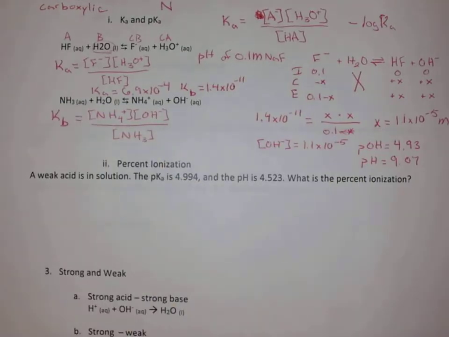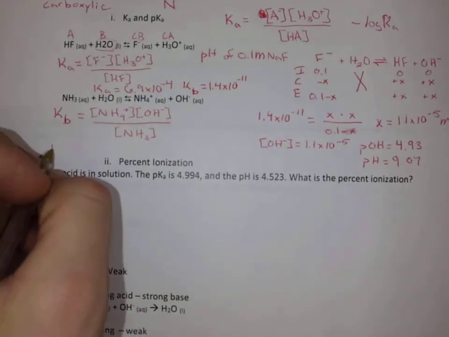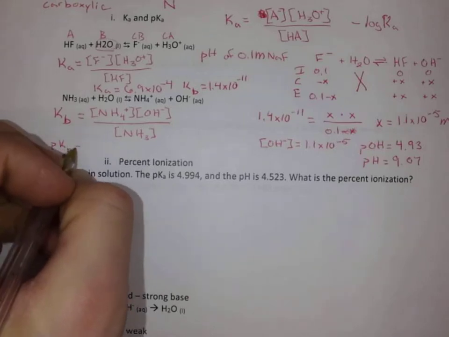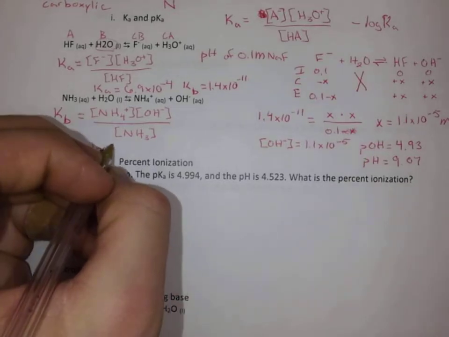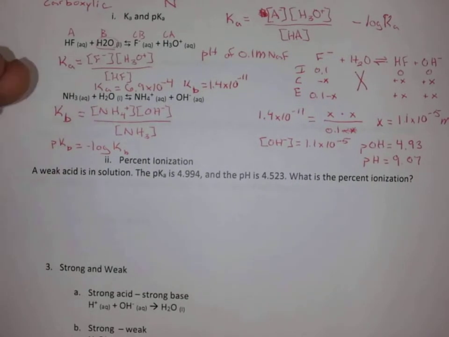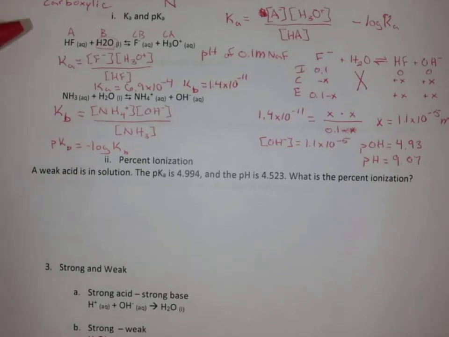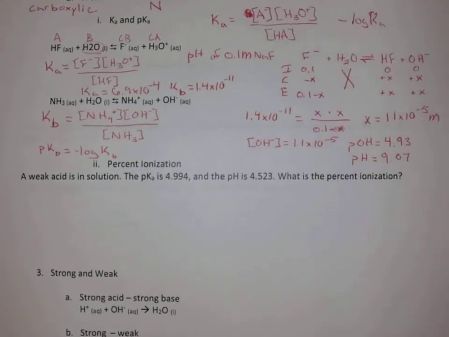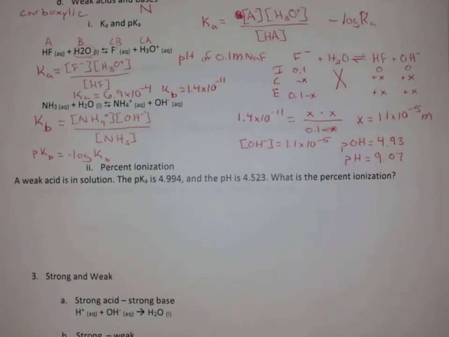Same as before. We would be able to have pKb. pKb is going to be the negative log of the Kb value. So we can do this with acids or bases. We use either Ka or Kb to signify that it is an acid or a base. We can go ahead and use these relationships with our equilibrium expressions and our equilibrium reactions. We can also do a percent ionization calculation.